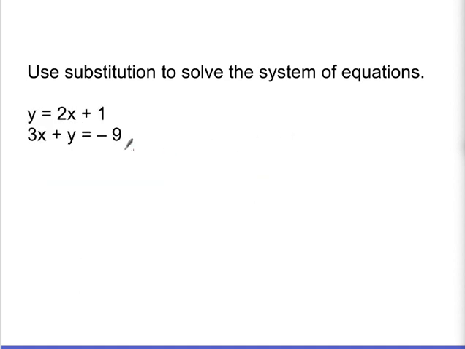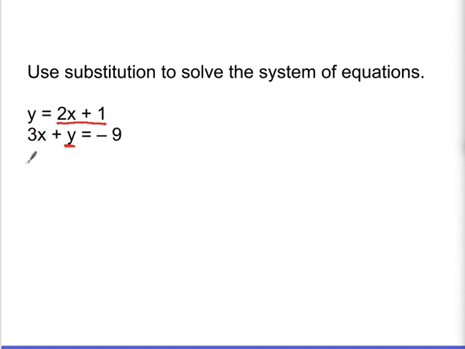So now we know what y equals. Y equals 2x plus 1, but I don't have another equation that is equal to y. But I do have a y in this equation, right? And if I know that y equals 2x plus 1, I still can make my substitution. I can put 2x plus 1 right there for y and then solve for x.